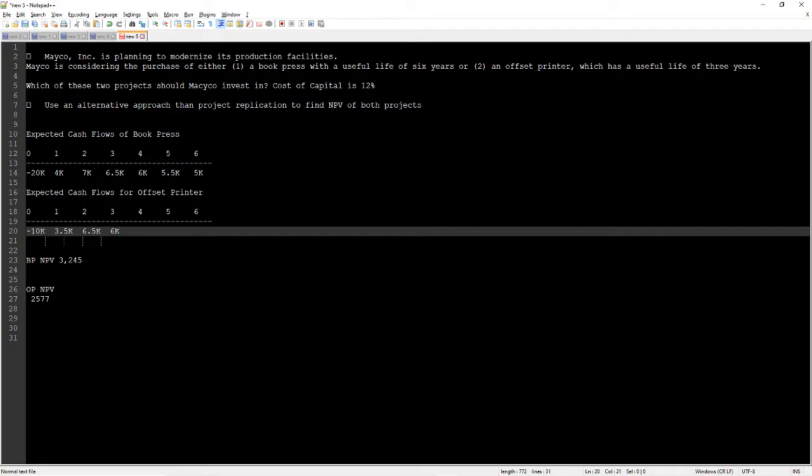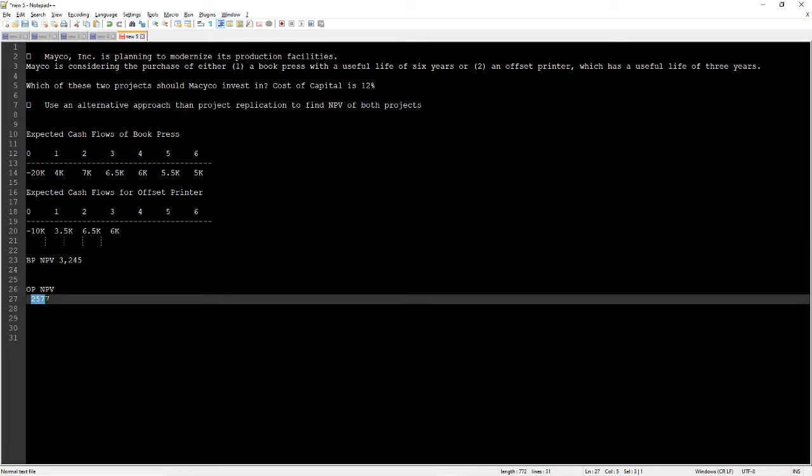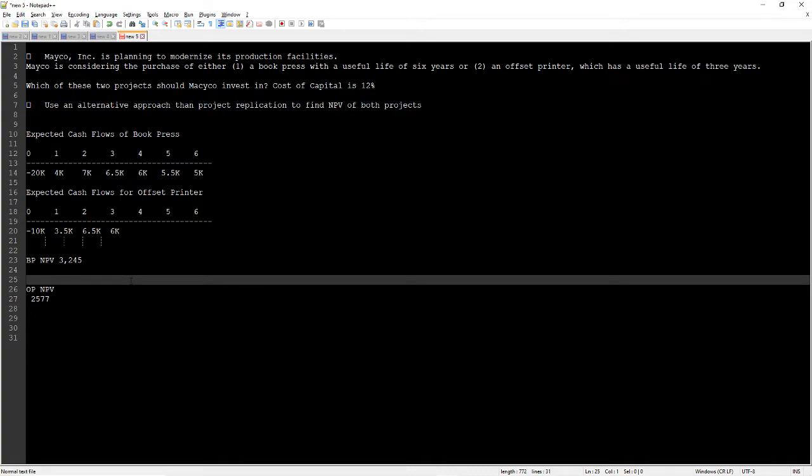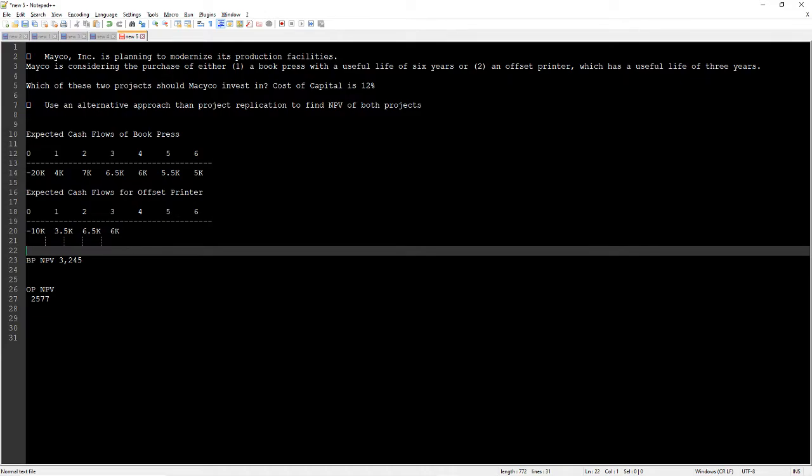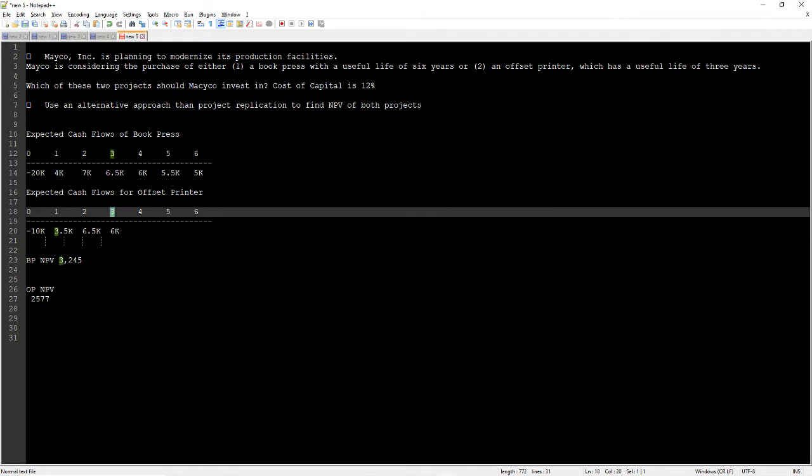However, what's different is we have to take the 2577 that we projected for the next 3 years, and divide it by 1 plus the cost of capital to the third power. We use the third power because the project ends in the 3rd year. So we're basically discounting the future cash flows that we project after 6 years back to the 3rd year where the first project ended.